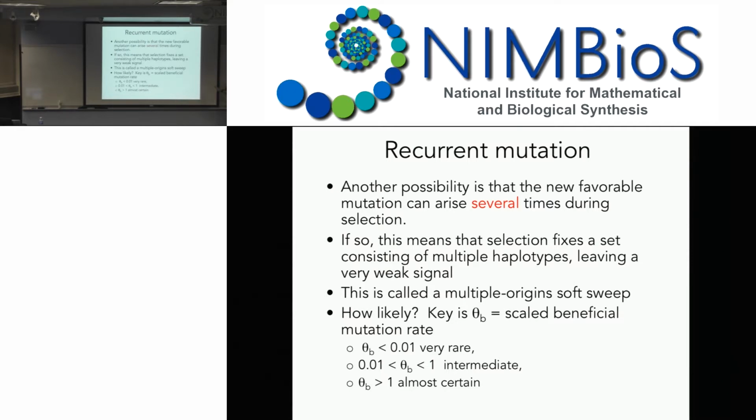We'll talk about multiple origin soft sweeps with recurrent mutations in a second, but as always, let me see if there are questions about anything except colonoscopies, but you know.